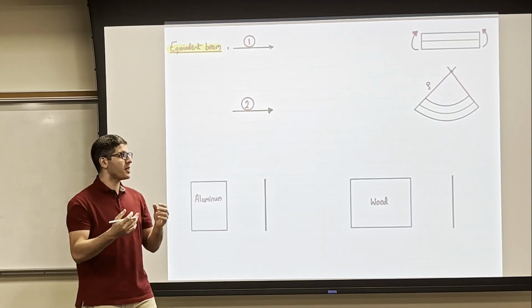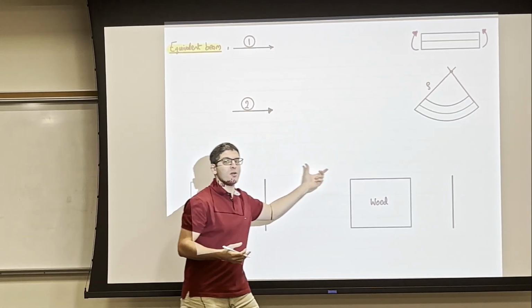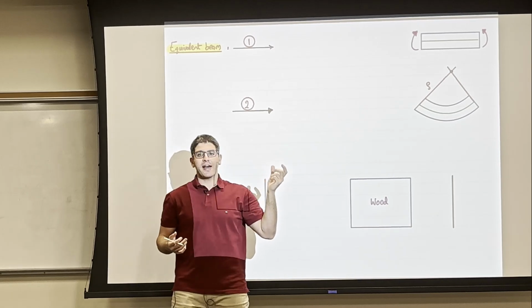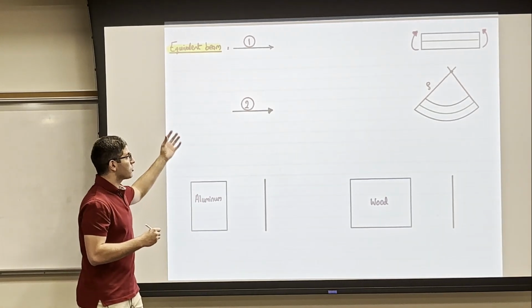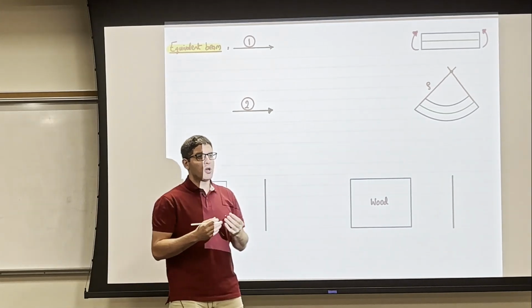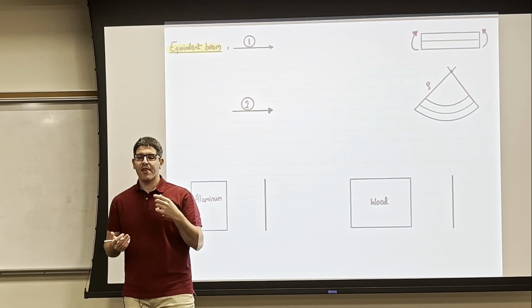And here comes the idea of what is the amount of wood that we can add that can be equivalent to the steel? And here comes the concept of the equivalent beam, or equivalent cross-section, which basically tells you how can two different materials be equivalent. And think of it that way.